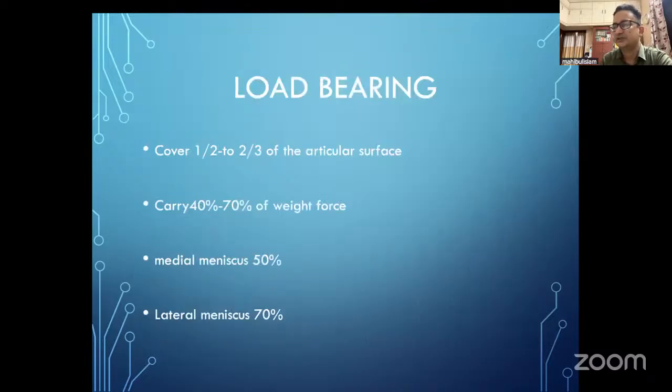The meniscus covers approximately half to two-thirds of the tibial articular surface and plays a crucial role in load bearing. They transmit about 40 to 70% of the joint load. The medial meniscus bears about 50% of the load, while the lateral meniscus handles up to about 70% of the load, thus aiding joint stability and longevity.